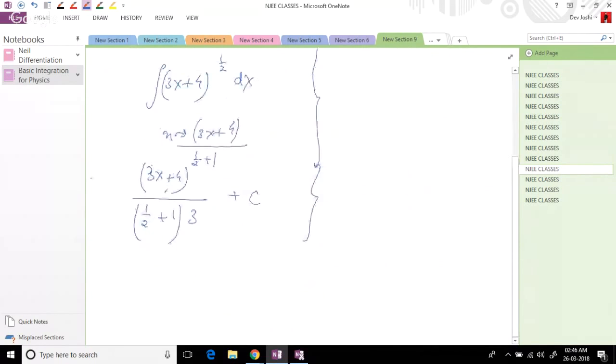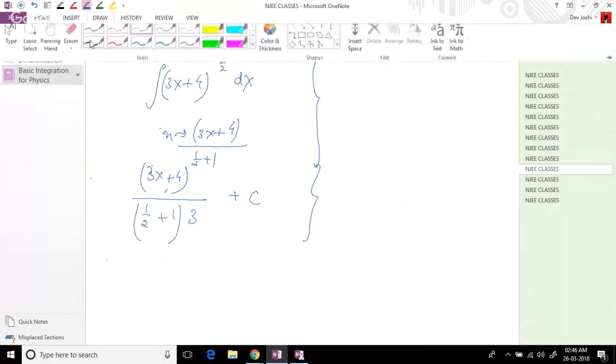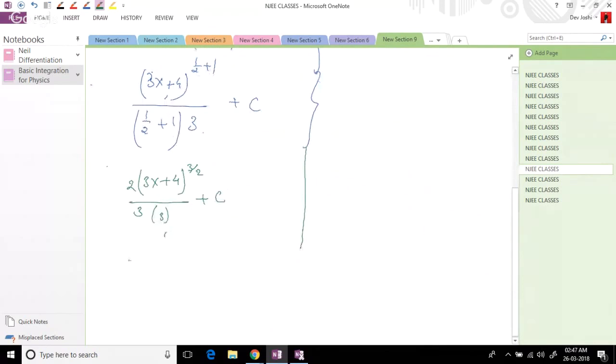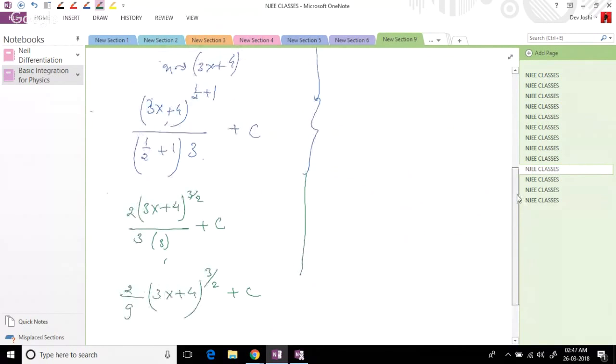Okay. So what we are having? 3x plus 4 to the power 1 by 2 plus 1, that is 3 by 2, upon 3 by 2. So 3 by 2 can be written as like that, 3 by 2, and divide by this 3 is also there, plus c. So what is the final answer? That is 2 by 9 times of 3x plus 4 to the power 3 by 2 plus c. Correct? So that is how we can find the final answer.